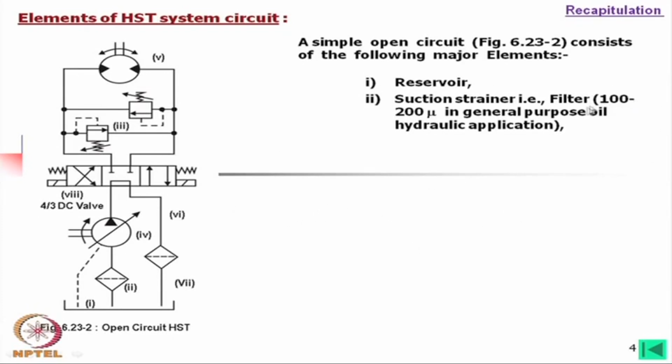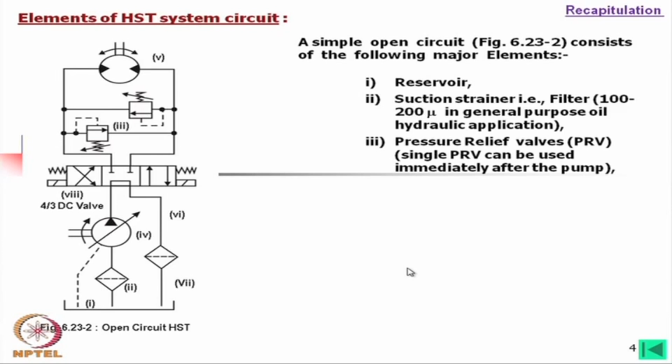This particle size, say maximum size is 200 micron. That means, if you think of a square mesh, then diagonal length is equal to 200 micron approximately, you can imagine in that way. Now, third one is the pressure relief valve. This one is the pressure relief valve.